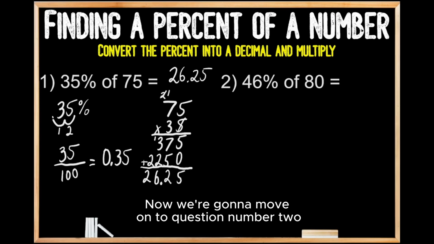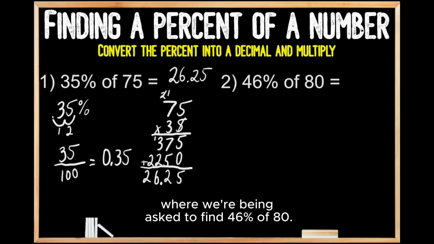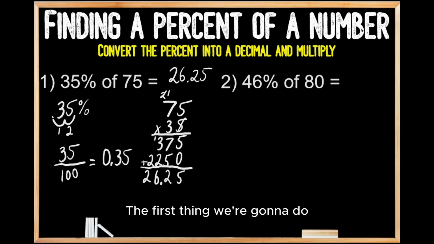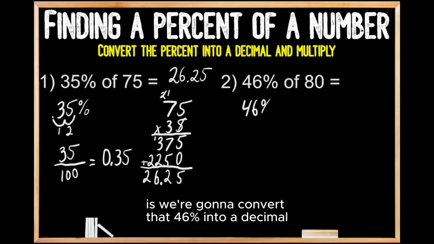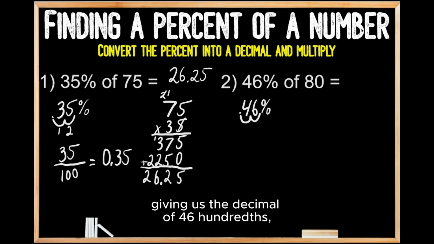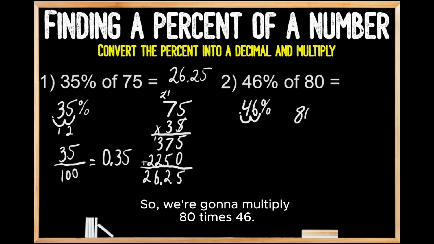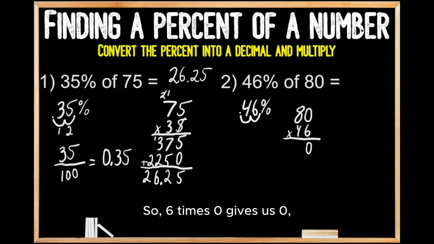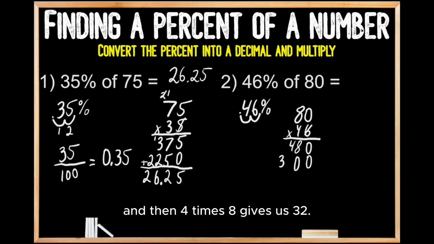Now we're going to move on to question number 2, where we're being asked to find 46% of 80. The first thing we're going to do is convert that 46% into a decimal by shifting the decimal place 2 digits to the left, giving us the decimal of 46 hundredths. And now we're ready to start multiplying, so we're going to multiply 80 times 46. So 6 times 0 gives us 0, and then 6 times 8 gives us 48. Now we're going to put a line through the 6 and drop a 0 to the next line and multiply by our tens place. Well, 4 times 0 gives us 0, and then 4 times 8 gives us 32.